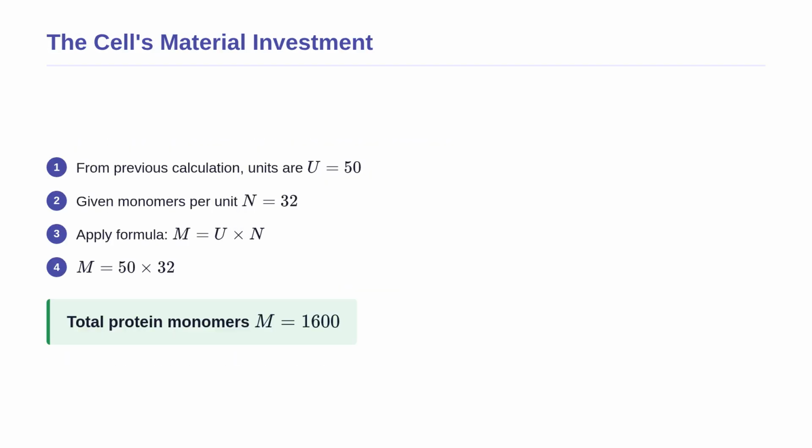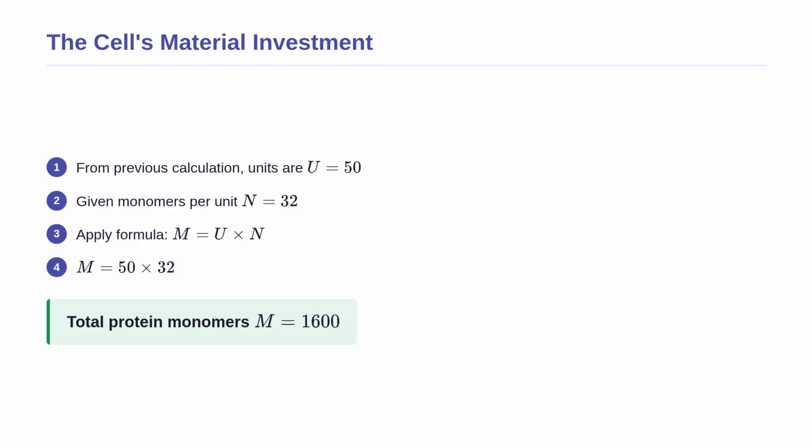Let us calculate this final material investment using our previous result. We know from our last calculation that the cell needs 50 units to span the cytoplasm. We are given that each unit contains exactly 32 protein monomers. We are asked to find the total number of individual proteins required. We use the formula M equals U times N to scale up from units to individual proteins. We substitute 50 for U and 32 for N.